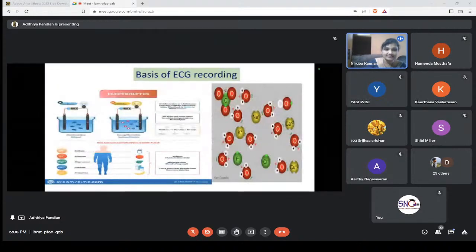Okay, this is the basis there. We have more sodium and chloride ions. And when we keep a positive and negative electrode connected to a battery, you definitely get a recording, because we have charged particles in the solution in which the heart is being immersed and kept. So we have the charged ions inside and outside of your cardiomyocytes.